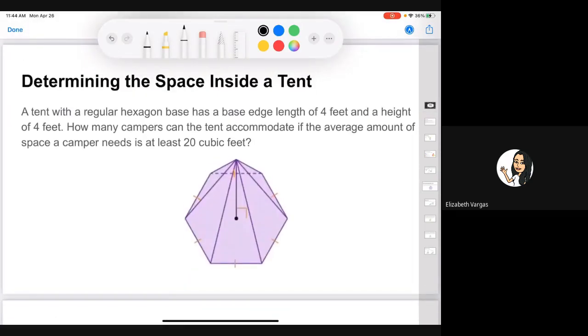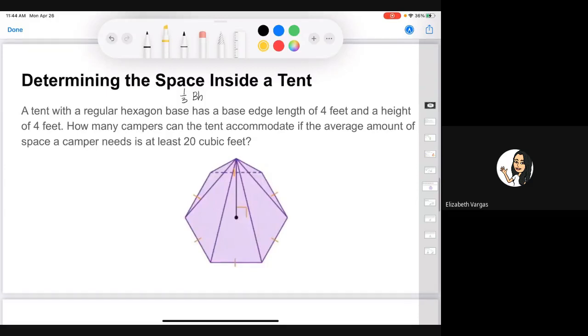So here is another example. Again, we want to use 1/3 times the base times the height. Why? Because we have a regular pyramid, and what we have here is a hexagonal base. So whenever we do 1/3 the base times the height, I want to make sure that I'm using the hexagonal area for the base. Let's see what else it gives me. It tells me that my base edge is equal to 4 feet and the height is equal to 4.